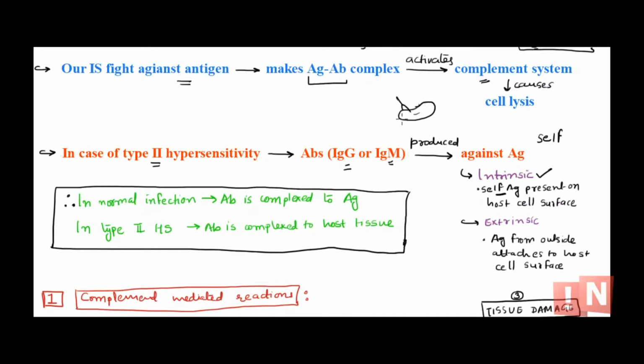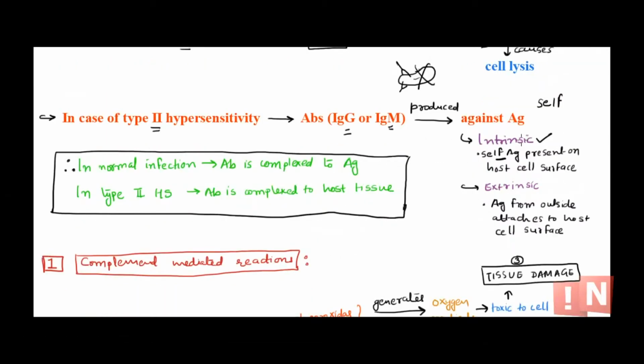Antibodies would come and bind and will cause lysis of the cell. Now this is your own cell, you don't have to kill your own cell. But in type 2 hypersensitivity, this is what happens. So that is what is called intrinsic antigen, self antigen on your own cell. Now, other than this intrinsic antigen, there is also extrinsic antigen. That means an antigen that has come from outside of a cell and that will attach to your own cell.